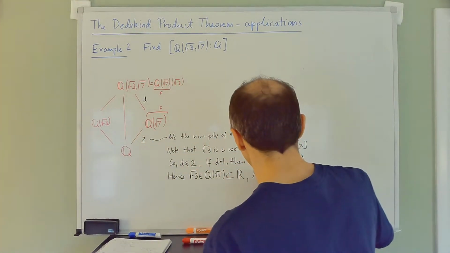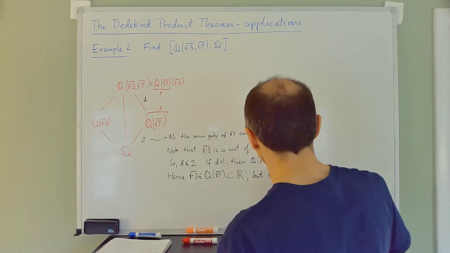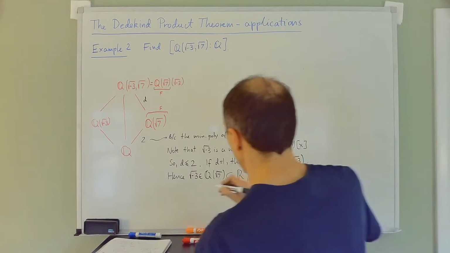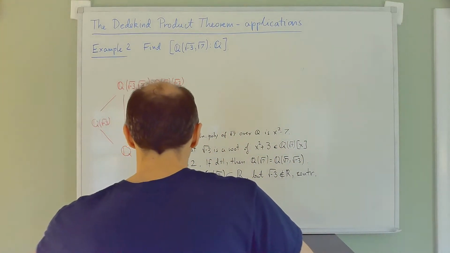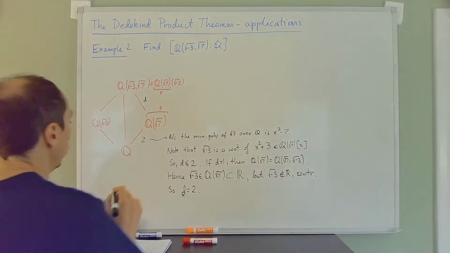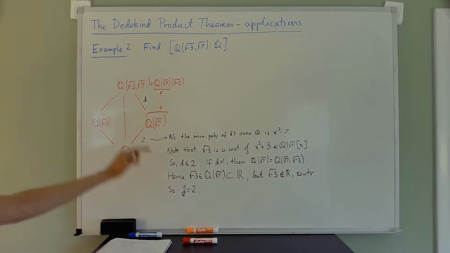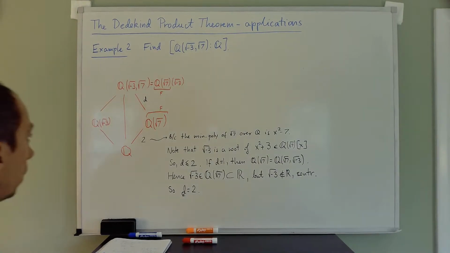Yeah, this is not real. But radical minus 3 is not real. Contradiction. So this degree d is 2. So once I know that the degree is 2 here, the degree of the top over the bottom is 4.